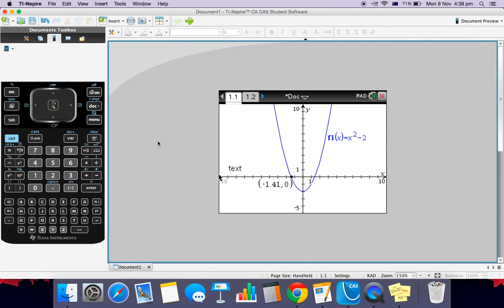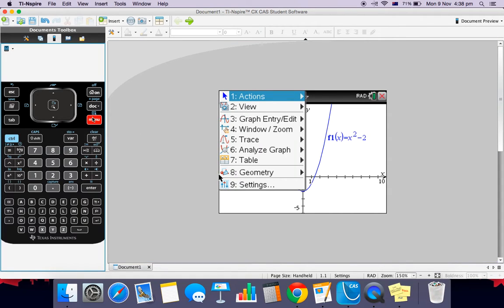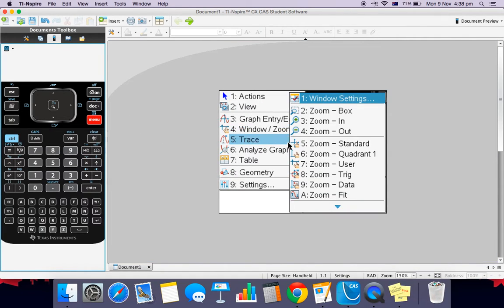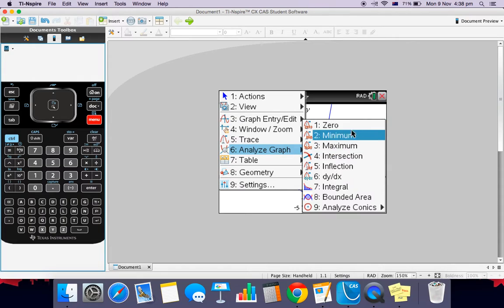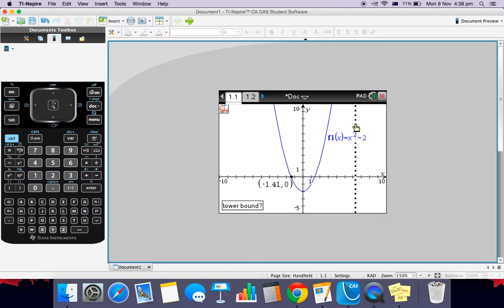Because we know we have another intercept to find, click Menu, 6 or Analyze Graph, and 1 or 0 again, and do the same thing for the other side of the graph, or the other intercept. We can see that because it's a parabola and a very even equation, they have the same intercepts, only one's negative and one's positive.